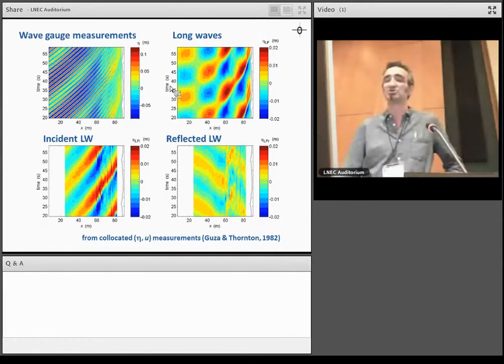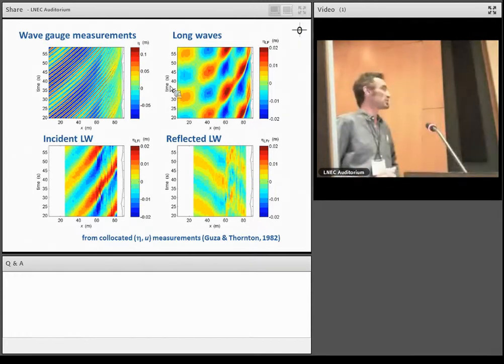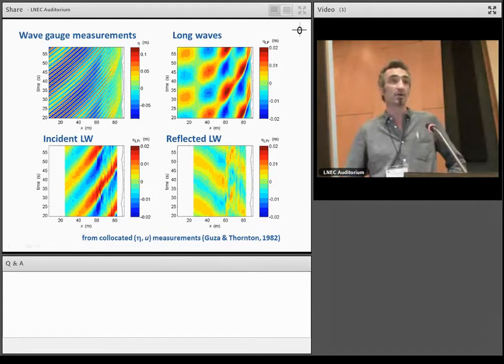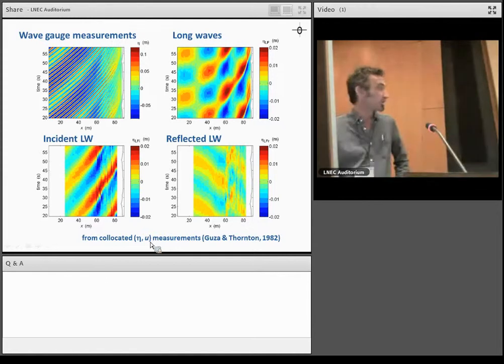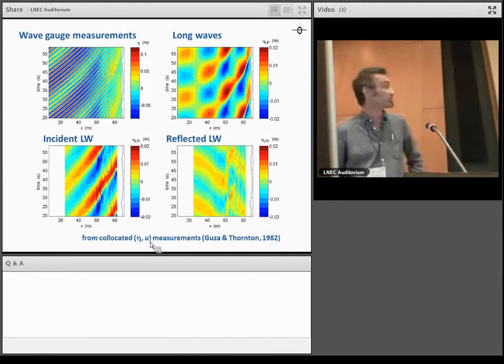And the project was also the opportunity to develop new tools. For instance, here we have the results from an analysis by the Radon transform that helps complete the picture, and has a lot better accuracy on the estimation of what is incoming and reflected from the beach.